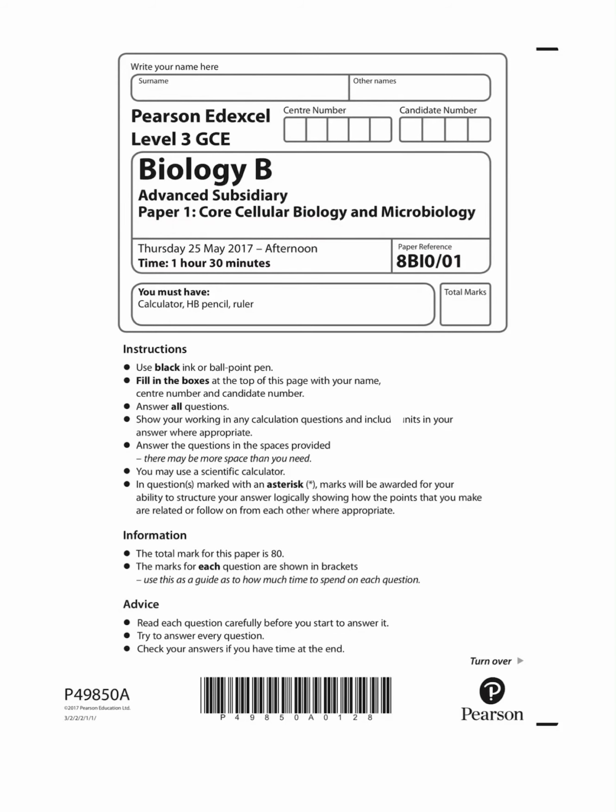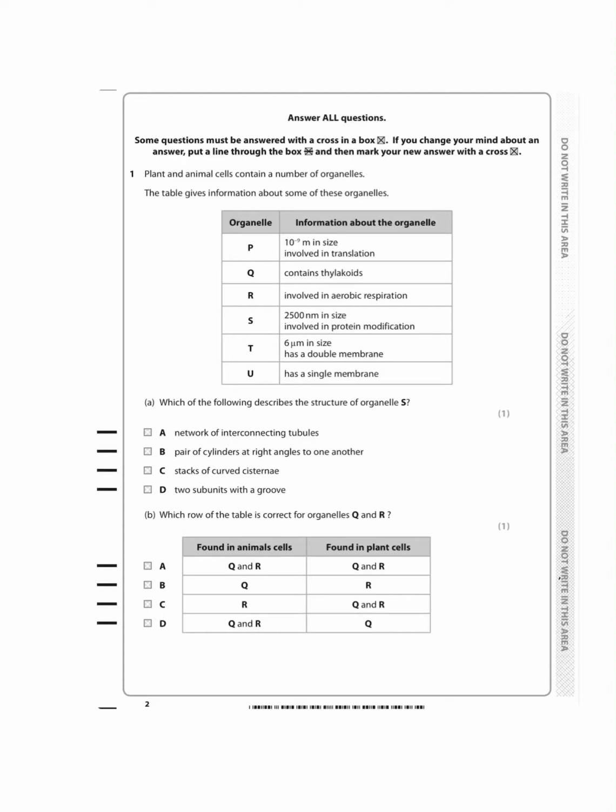So question 1. Plant and animal cells contain a number of organelles. The table gives information about some of these organelles. Which of the following describes the structure of organelle S? So as we can see, organelle S is 2500 nanometers in size and involved in protein modification. So that's the key word, protein modification, as this only occurs in the Golgi body or apparatus.